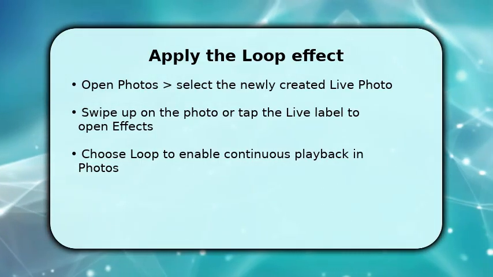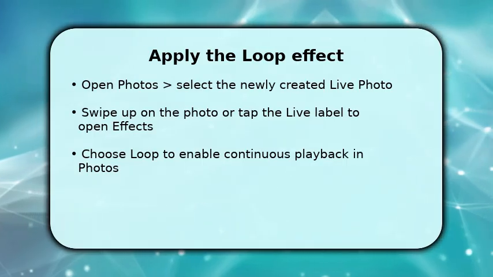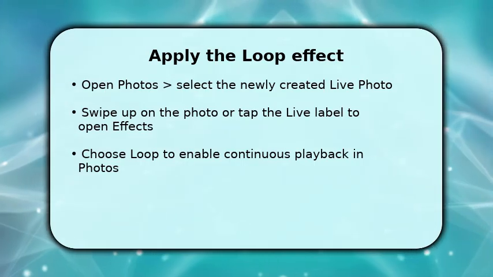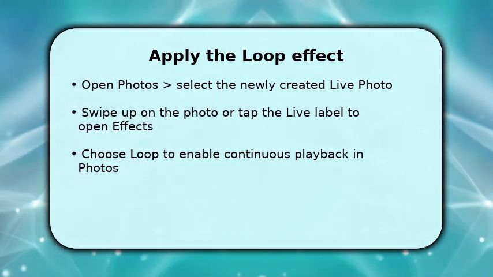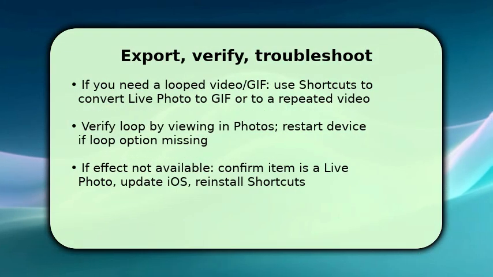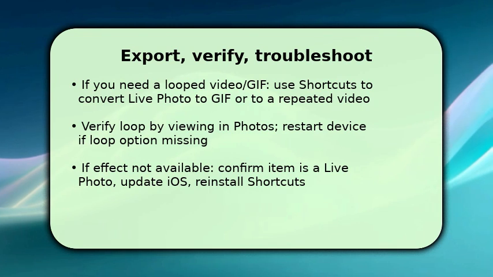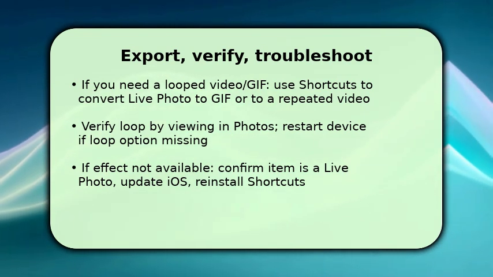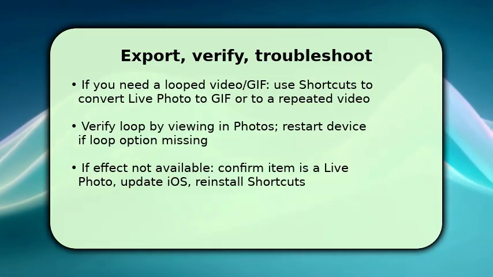Once done, the live photo will loop automatically in Photos, both in the moments view and when you tap it individually. Finish by deciding how you'll share the loop. To export as a GIF or repeated video, run a secondary shortcut like Live Photo to GIF or Create Video from Live Photo, then export. Verify the loop inside Photos, tap and hold to confirm continuous play.